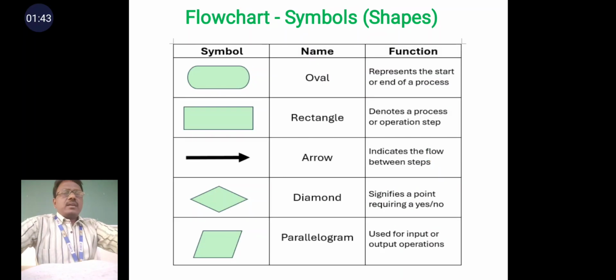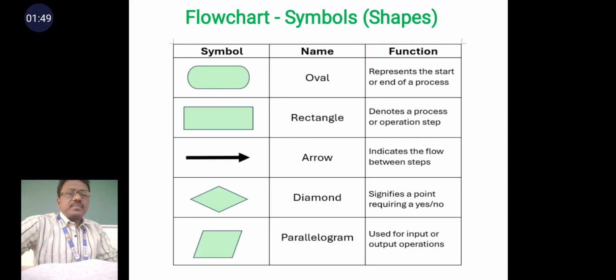Flowchart symbols. There are many symbols used to draw a flowchart. First one is the oval. This oval symbol represents the start or end of the process. Then rectangle. It represents a process or operation step. Then arrow indicates the flow between two or more steps. Then diamond symbol. This is a decision making symbol. It represents a point covering yes or no, true or false. Then parallelogram. This is used for input or output operations.